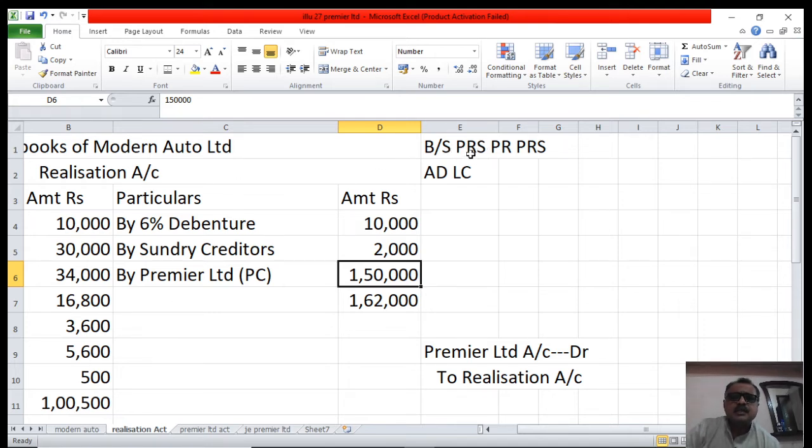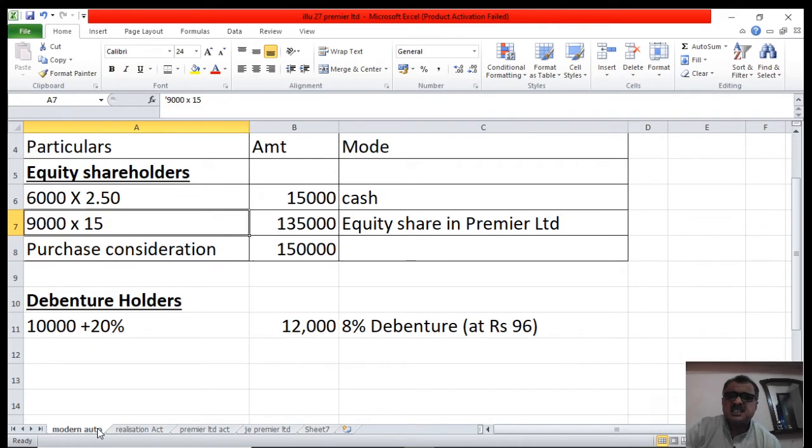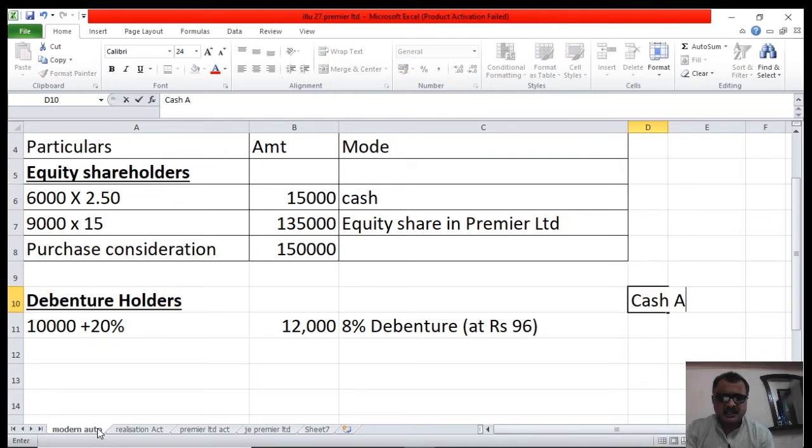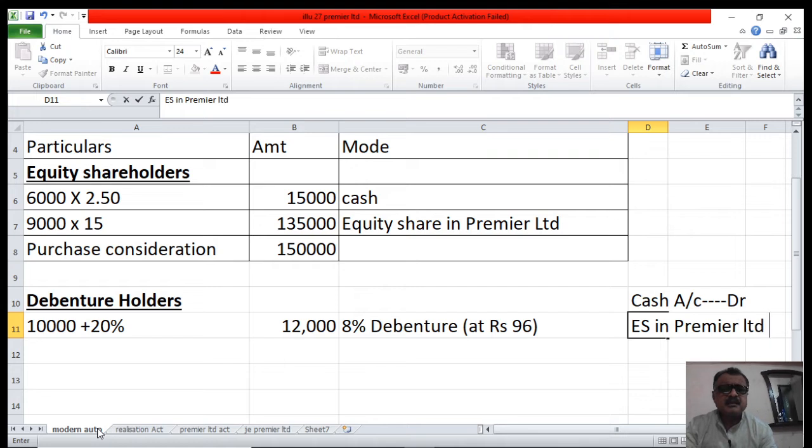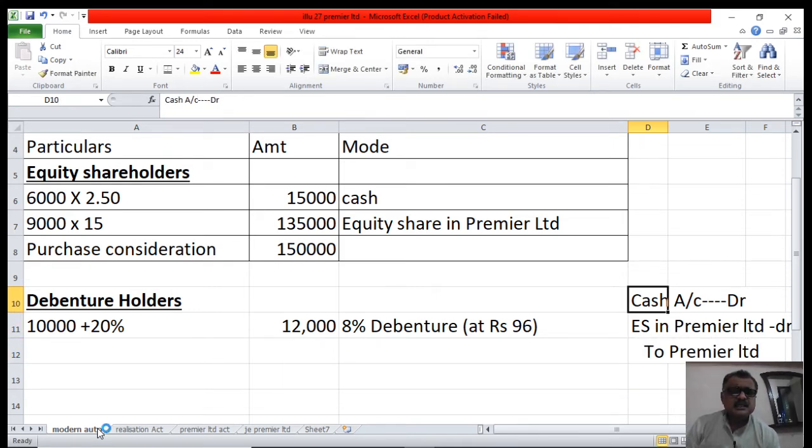R stands for receiving purchase consideration. How is the purchase consideration received? It is received in the form of cash and equity shares in Premier Limited. So both of these will come in. So the entry will be cash account debit, equity share in Premier Limited debit, and who is the giver? The giver is Premier Limited. So to Premier Limited. So this is the entry: cash account debit, cash is coming in, equity share in Premier Limited is coming in, and who is the giver? Premier Limited.